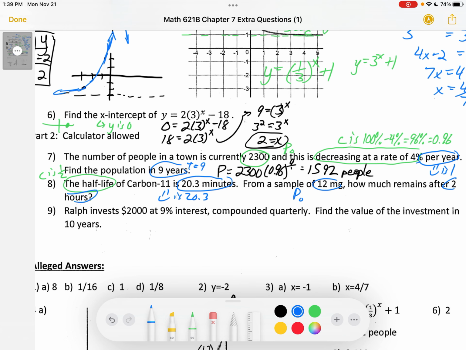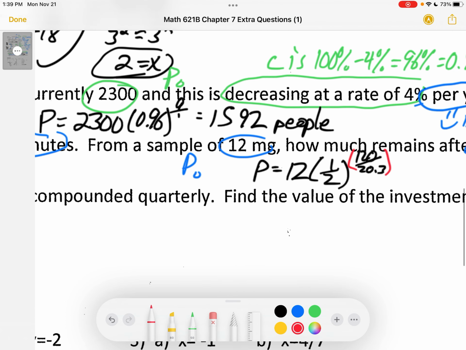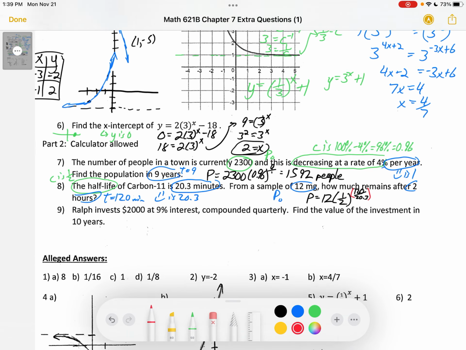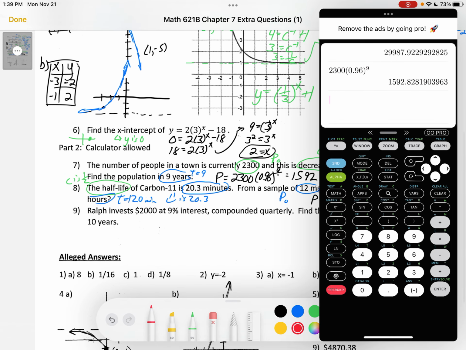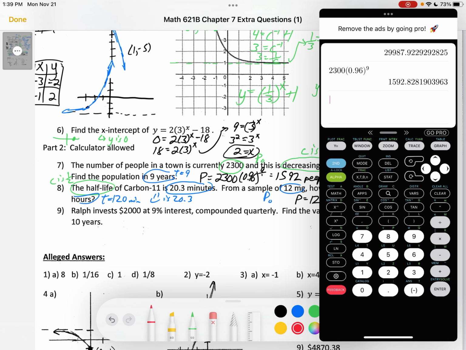That has something to do with t, though it is not good that we're in different units here. We've either got to stick with all minutes or all hours. So I would say t is 120 minutes. Okay. And if we set this all up, we've got P0 is 12, half-life 120 over 20.3. Be very careful here that you have brackets around your exponent, because you need to raise it to the power of 120 over 20.3. Okay.